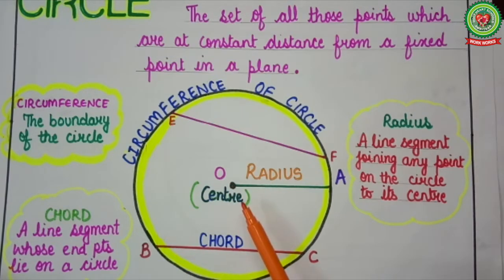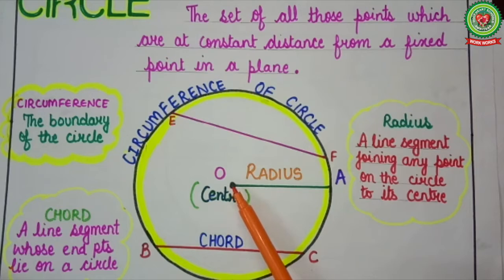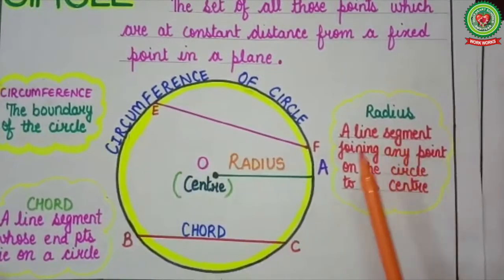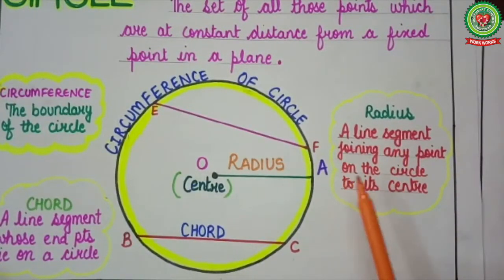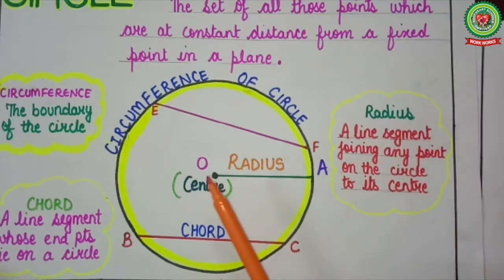Now if I will draw a line segment joining any point on the circle to its center, that is known as radius. So a line segment joining any point on the circle to its center is called radius. So here OA is radius.